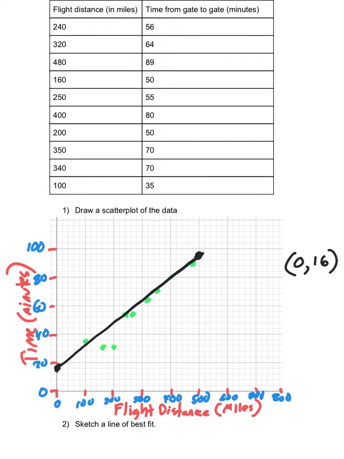And then the other point that I have over on the far right of the line is 500 and maybe around 95. So I've just chosen 2 points on my line. Notice that I'm ignoring all the green points here. All I care about is 2 points that are on my line. I choose 2 points as far away as possible from each other to help make this a little bit more accurate.